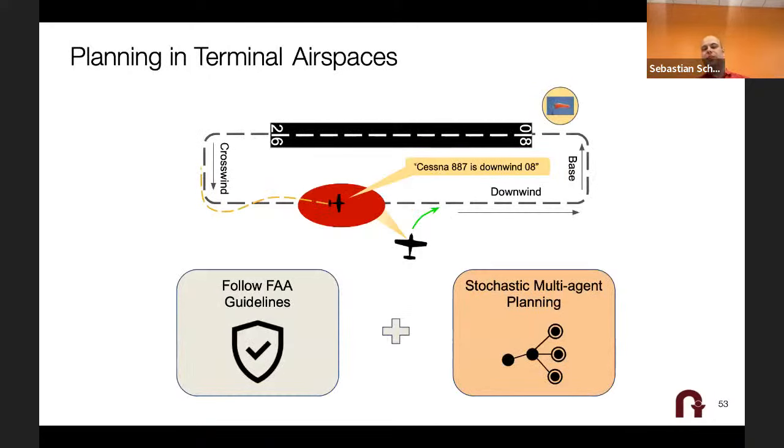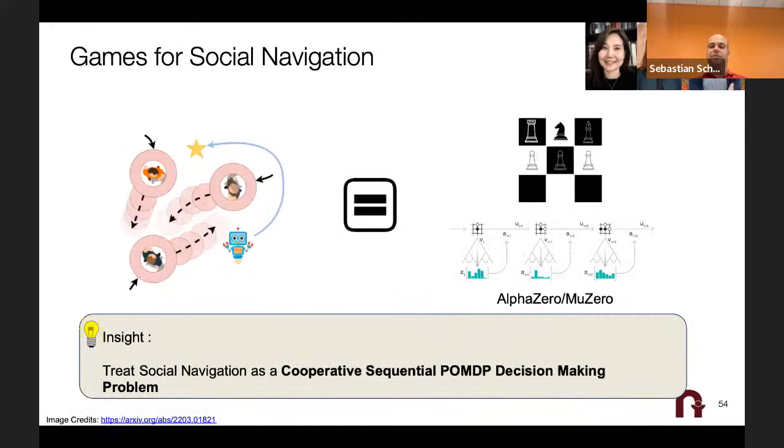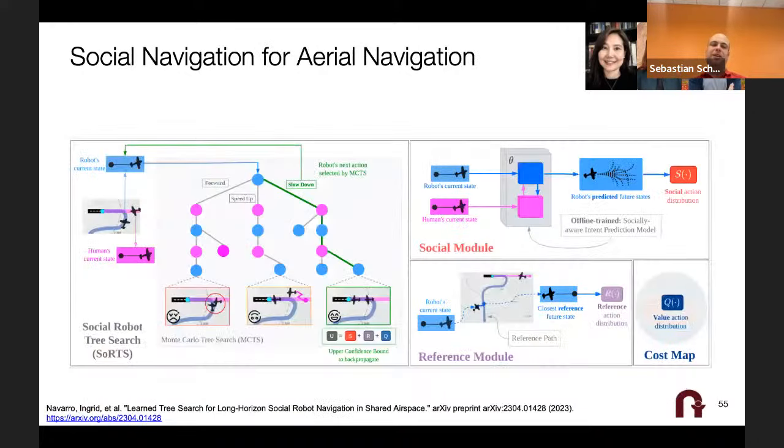Now, once we have an agent that can follow the FAA guidelines, the next question is how do we add behavior with the other agents? This is a cooperative game where we are jointly optimizing to not hit each other and get to our goal. This is work together with Gino. We again have this Monte Carlo tree search, but instead of just us planning where to go, we have to plan for the other agents as well. We have various modules that are trying to predict the path, as well as the reference module that tells us where we need to go to behave well, and they interact in that search while we roll out the policy.